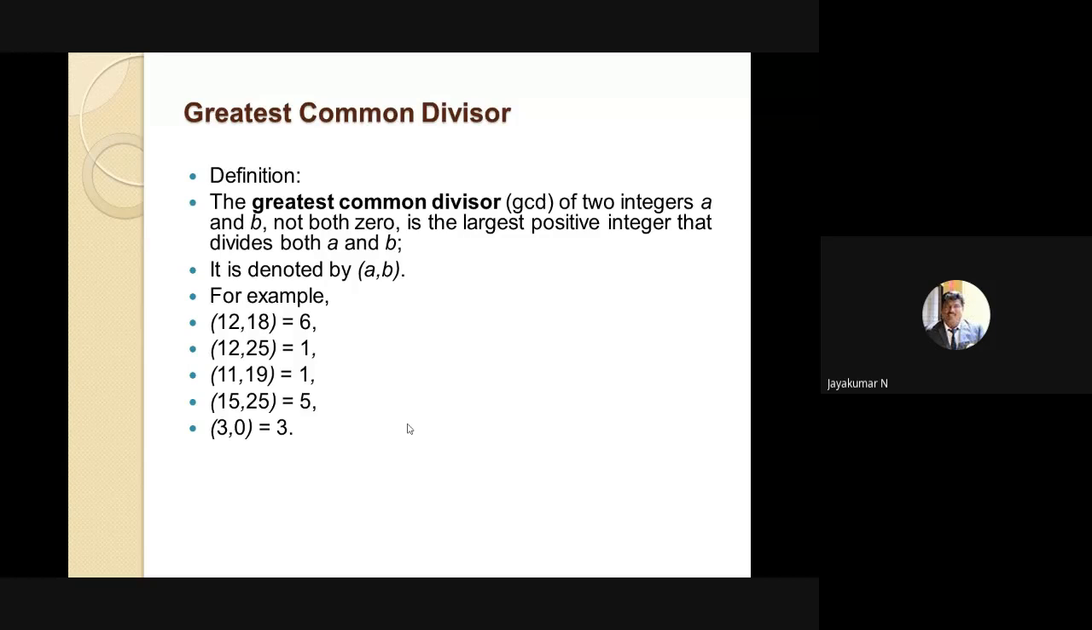What about the greatest common divisor of 3 and 0? In general, I can say that the GCD of a comma 0 is a, because whatever number you put here, that number definitely divides 0; 0 divided by any number is 0. So the GCD of 3 comma 0 is 3. In general, the GCD of a comma 0 is a, where a is non-zero.